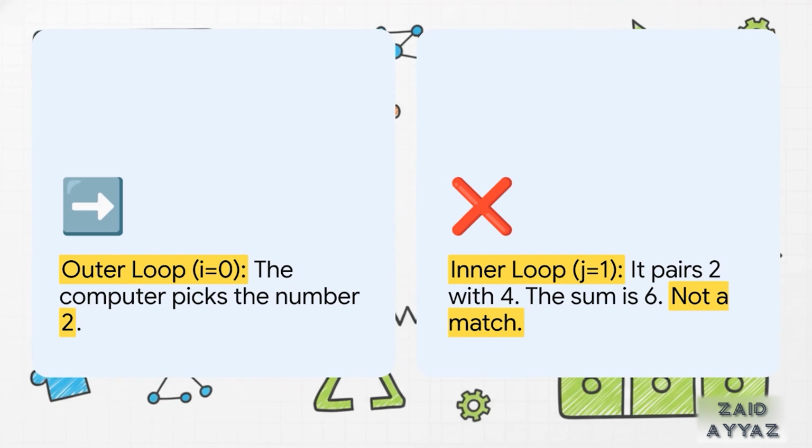All right, the computer gets to work. It starts with the very first number, which is 2. The inner loop then grabs the next number in line, which is 4. It asks, does 2 plus 4 equal 10? Nope, that's 6, so it just moves on to the next one.